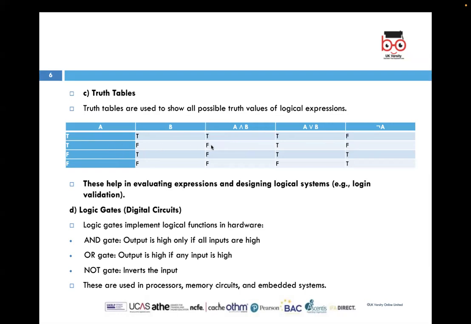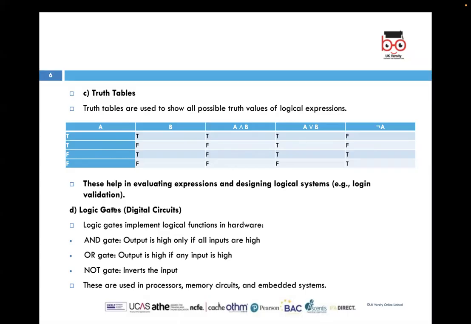A and B will be false because both are not true. A or B will be true as one of them is true, and not A will be false again as A was true, and so on.